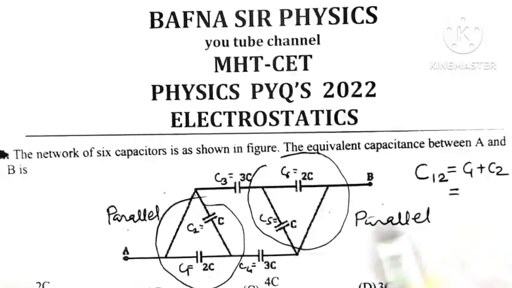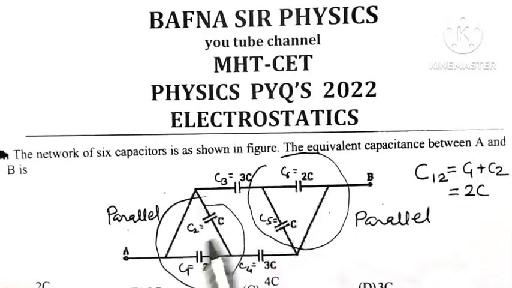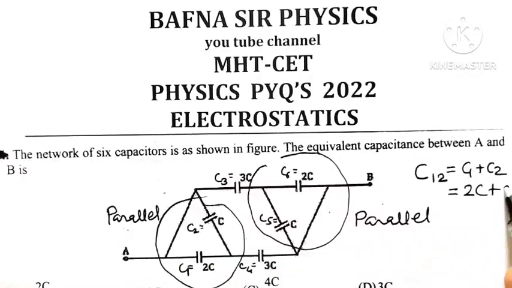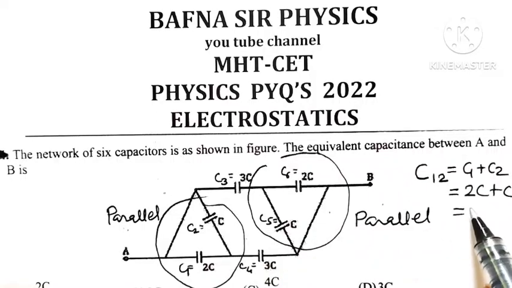What is the value of C1? Value of C1 is 2C and that of C2 is C. So 2C plus C means the effective capacitance of C1 and C2 is 3C.